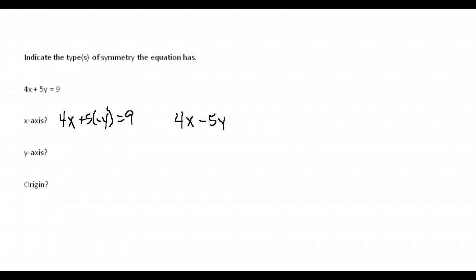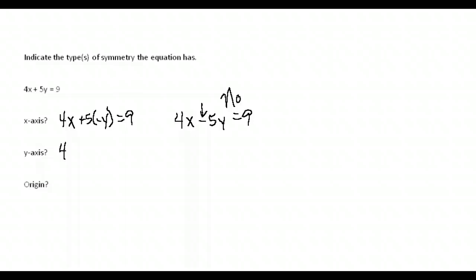All right, let's try this one. 4x plus 5y equals 9. Let's check for symmetry with respect to the x-axis. Hopefully we've got the hang of this. We put in a negative for our y, and then we simplify. Well, that gives me 5 times negative y is a negative 5y instead of a positive 5y. Is that the same as our original? It is not, because of this negative right here. So no symmetry with respect to the x-axis.